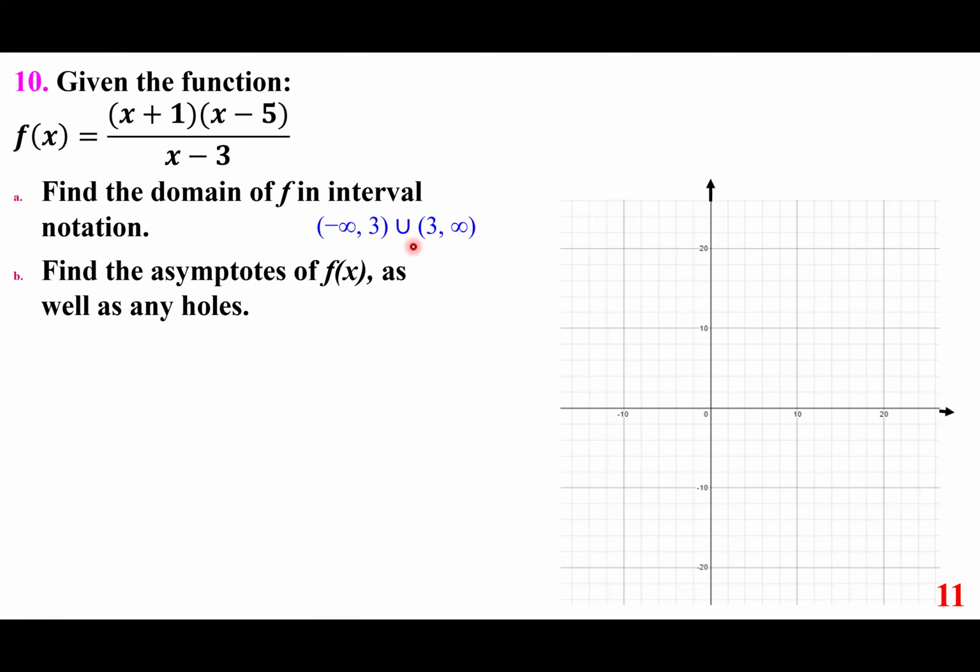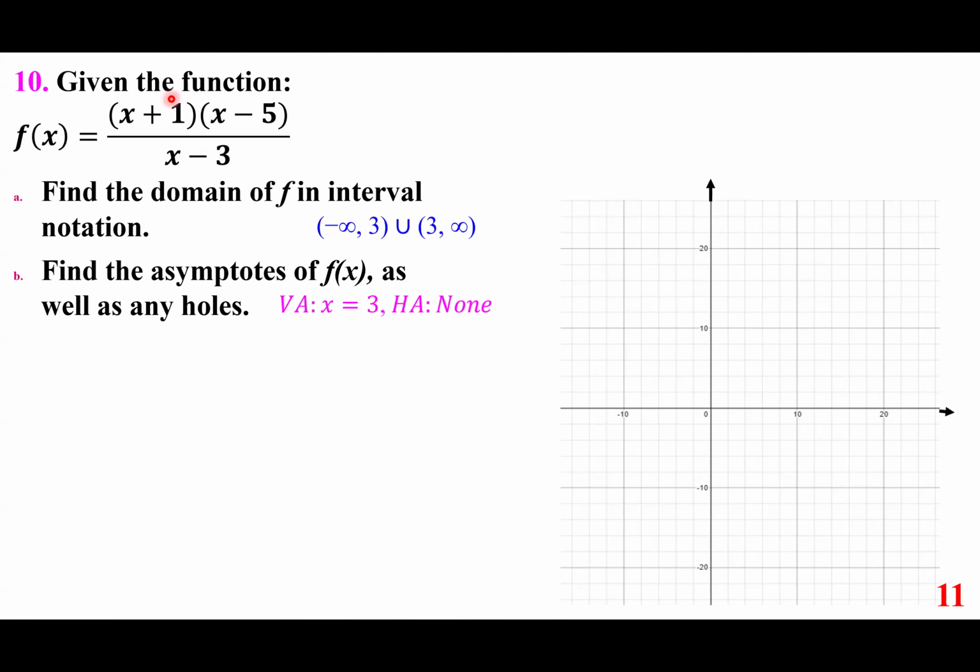Find the asymptotes of f of x as well as any holes. Well, there is no hole. Why? Because this is in factored form, there is nothing in common. So there is no hole. Vertical asymptote, the denominator is 0. X equals 3. Horizontal asymptote, there is none.